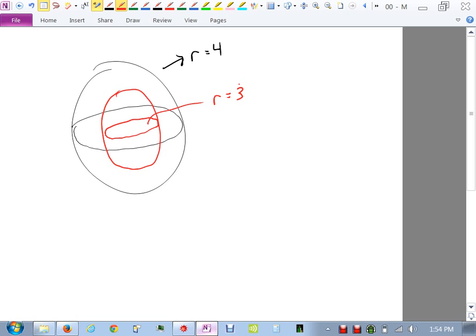So we want the radius to start at 4, right? And we want it to go down until the radius gets to what? 3. So watch the way I do this. First of all, where's this coconut centered? Let's assume the origin, okay? So I'm going to throw the origin right into the middle, like this.